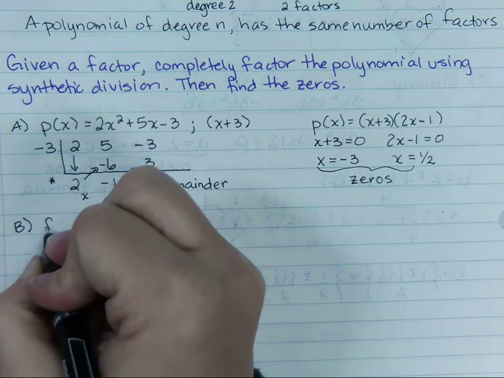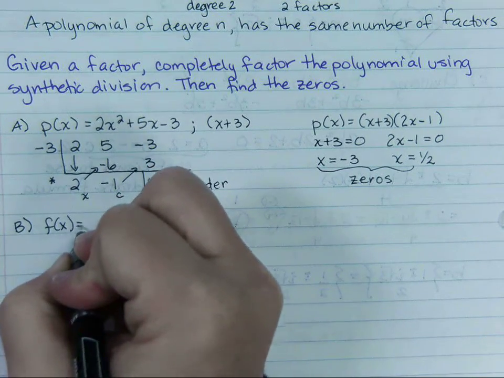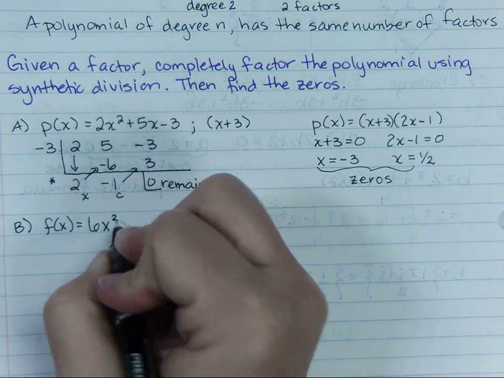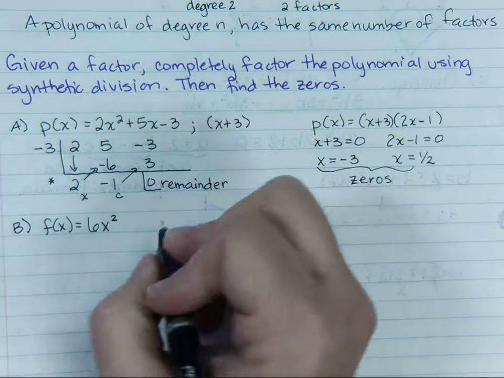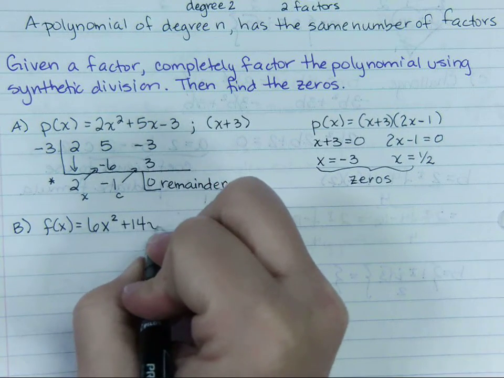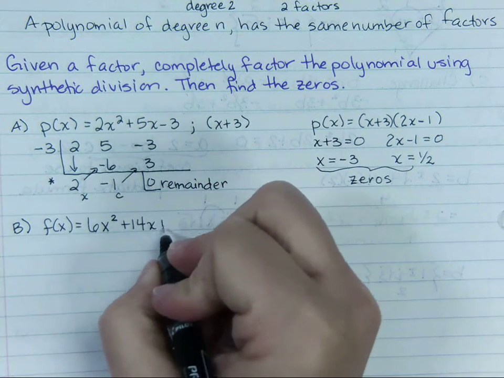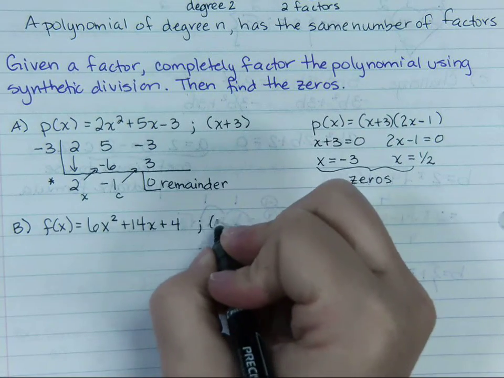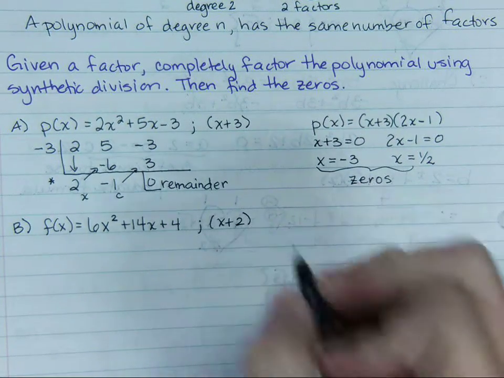So I'm going to call this one f of x. And so it has a different name. That's okay. 6x squared plus 14x plus 4. And I'm given that x plus 2 is a factor.